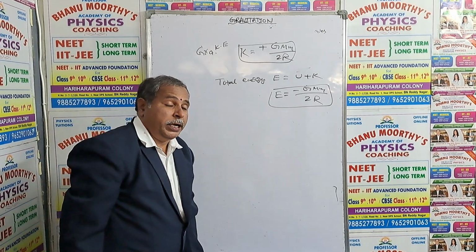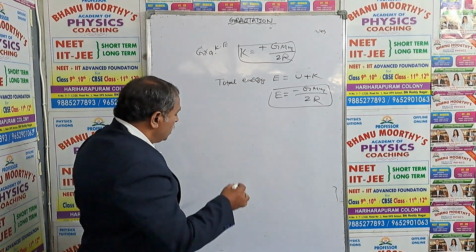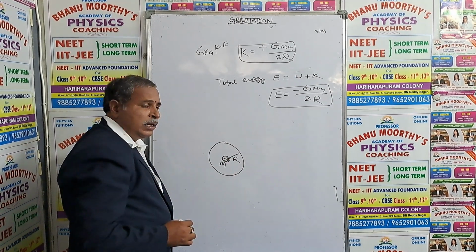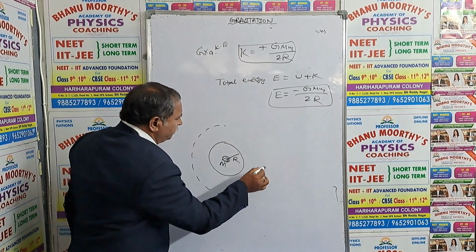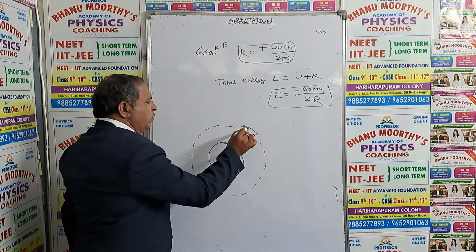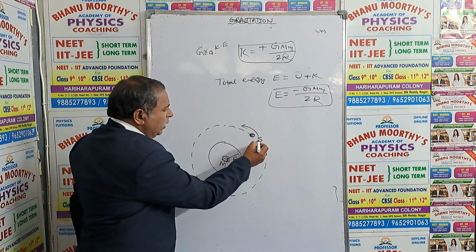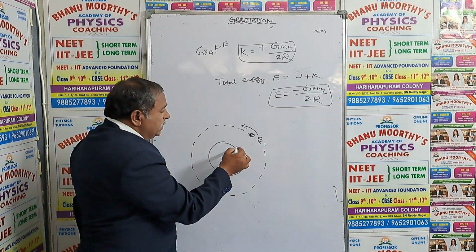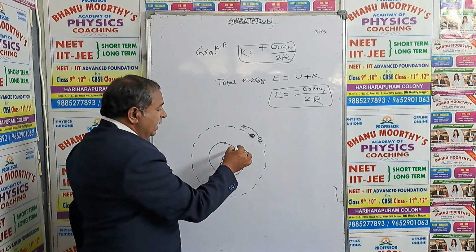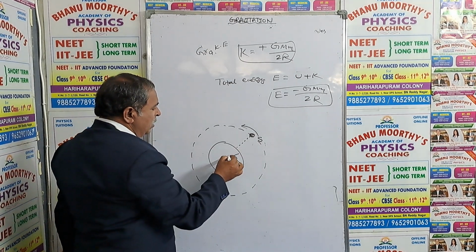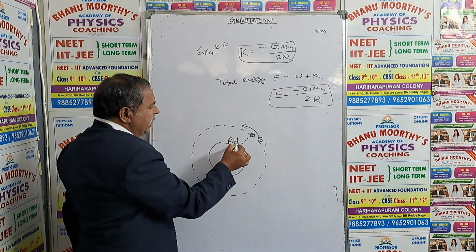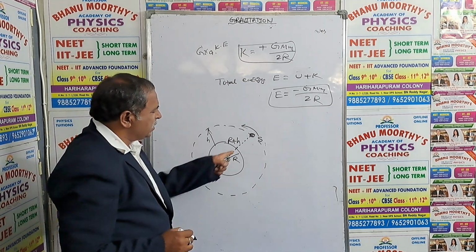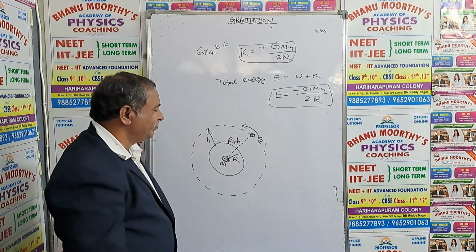One more important model I am giving to you. This is the surface of the earth, with the mass of the earth and its radius. This is one of the orbits. A satellite S1 is revolving in one of the orbits, which is at a height h, so it has radius r plus h. Because h is the height from the surface, the radius of this orbit becomes r plus h.